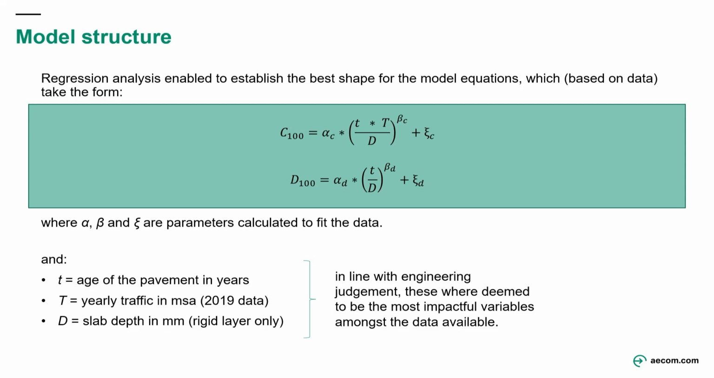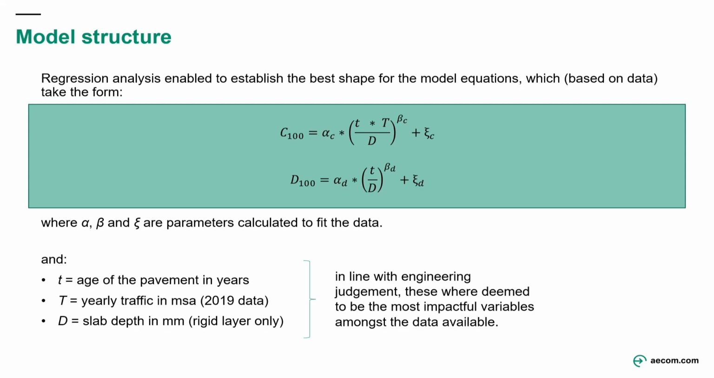We looked at the information we had available, and we had some design parameters, but also some actual information, such as the age of the pavement itself, the yearly traffic, the slab depth, etc. In line with engineering judgment, we determined that the correlation of these parameters to the number of cracks per 100 meters and the number of the rest of the damage per 100 meters was giving us the better results. So we fitted these parameters into two different equations.